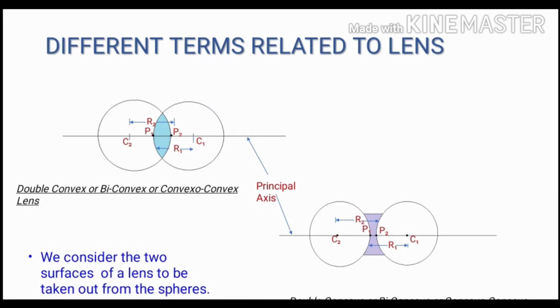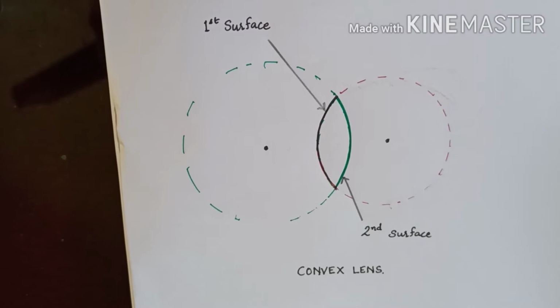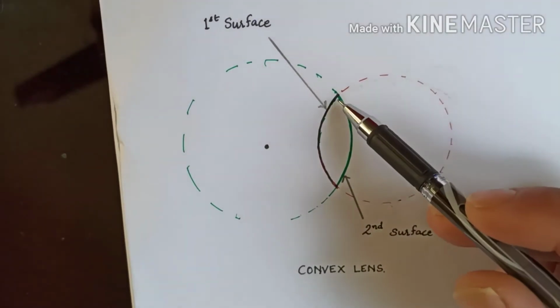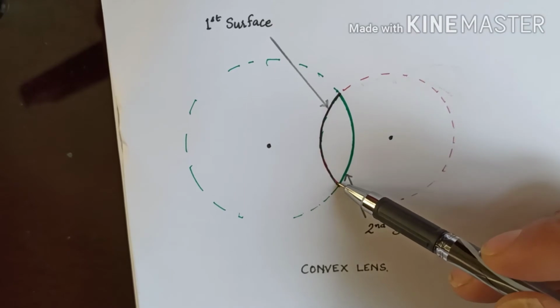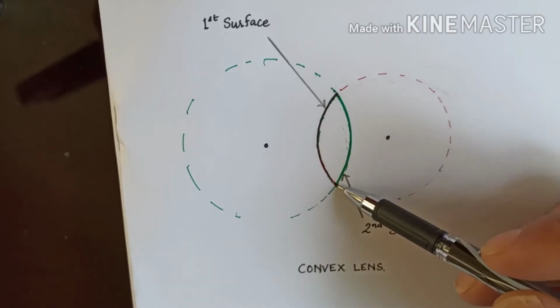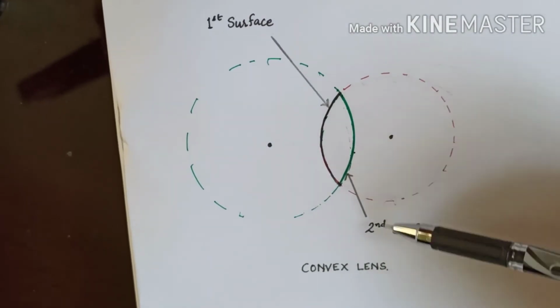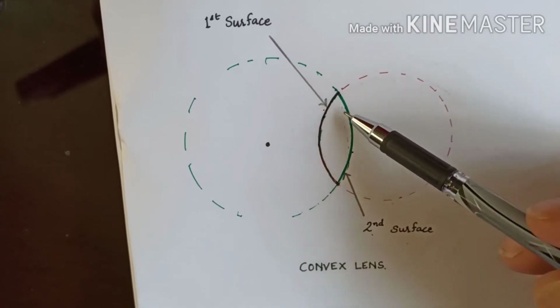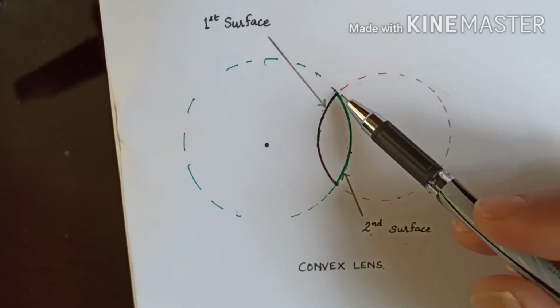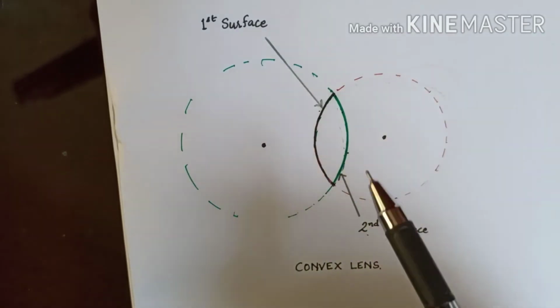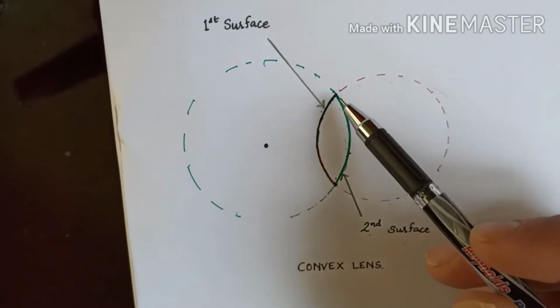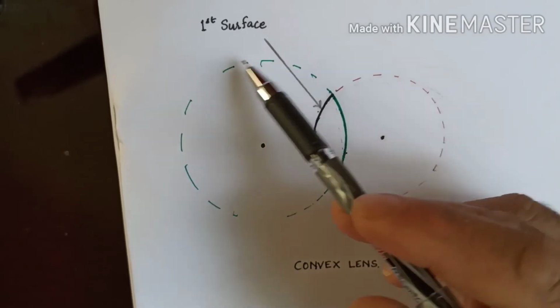We know a lens has two surfaces, and we consider that both the surfaces of a lens have been taken out from the glass spheres. As we consider the two surfaces of the lens, this is the first surface of the convex lens, this is the second surface of the convex lens. The surface on the left side is taken as the first surface and the surface on the right side is taken as the second surface. As the two surfaces of the lens are considered to be taken out from the glass spheres, the first surface has been taken out from this sphere and the second surface has been taken out from this sphere.